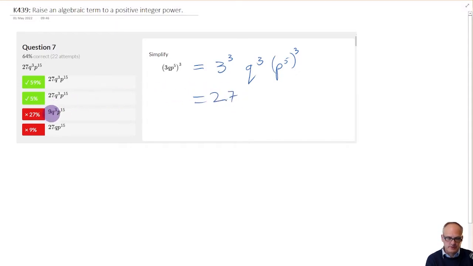And we can see this person just made a mistake of cubing 3 to get 9, which is not correct. q cubed is q cubed. p to the 5 to the 3, you multiply these powers, so you get p to the 15. And you can see they just forgot to cube the q here in this mistake. So that's how we do that one. So just a lot of mistakes going on with the cubing of the 3, forgetting that it's 27 and not 9. They did this without a calculator.